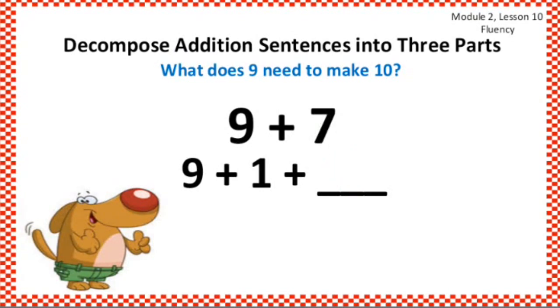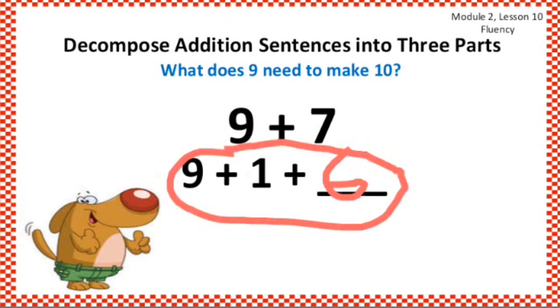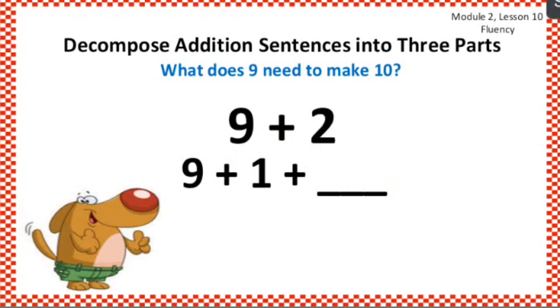Now we have 9 plus 7. Right? And I took 1 from 7 to add to 9. 9 plus 1 plus, what will be left in my 7? 6. Very good. So I have my 3-part addition sentence, which is 9 plus 1 plus 6. You can see them here. 9 plus 1 plus 6. Very good. Now moving on, we have 9 plus 2. But I want to break that 2 and take 1 to one side to make 10 with 9. So what will be left in the 2 is still 1, because 1 and 1 makes 2. So I now have 9 plus 1 plus 1 as my 3-part addition sentence.